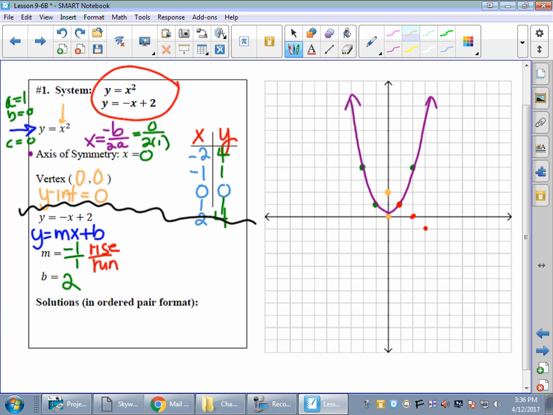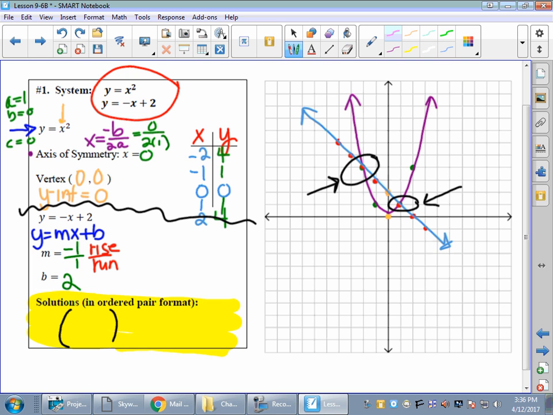Because that point's right in the middle of the parabola, I'm going to go in the opposite direction. So I'm going to go up 1 and left 1. And hopefully you've got some fire alarms going off in your head, because if we're looking for solutions in ordered pair format, I see that my two graphs intersect in two places. So right here is one solution, and right here is my other solution.